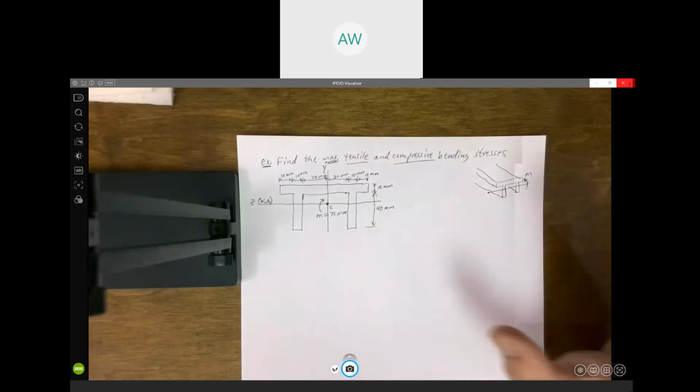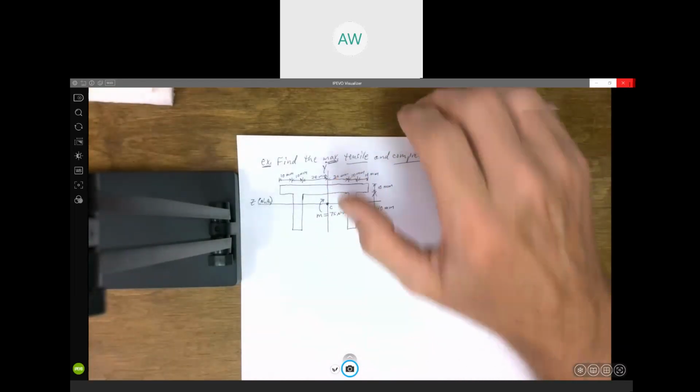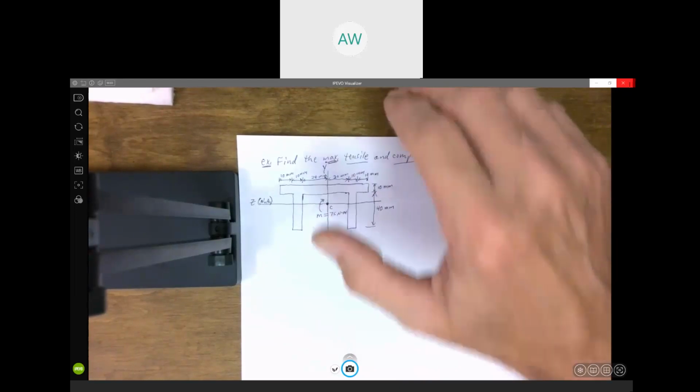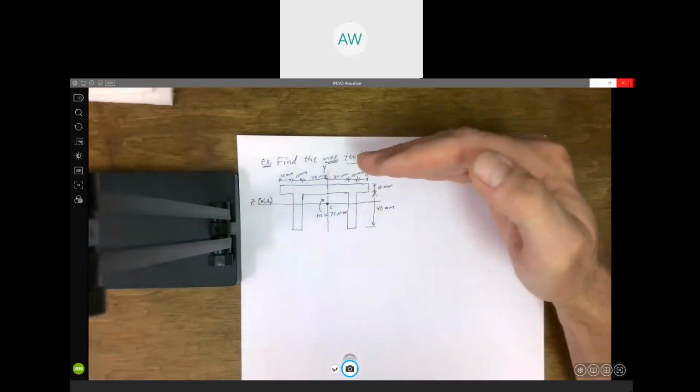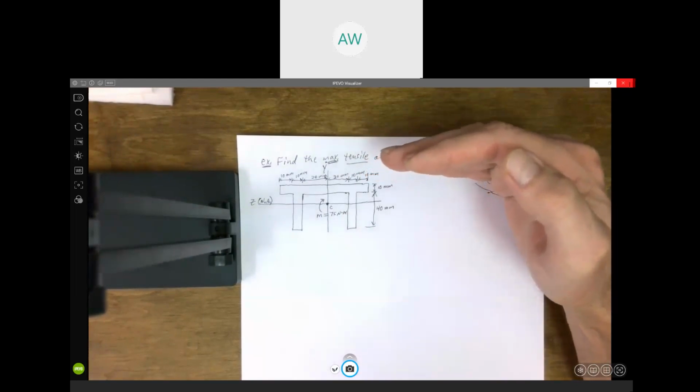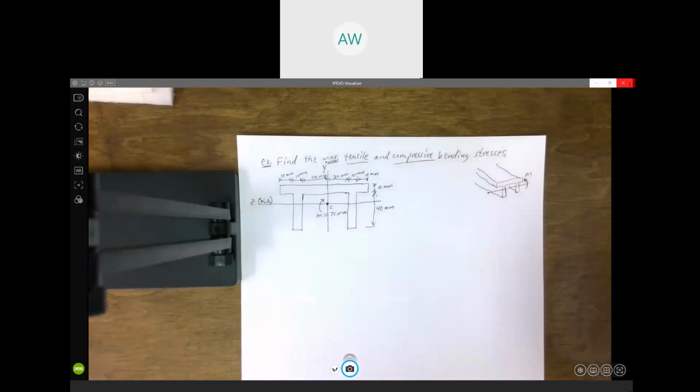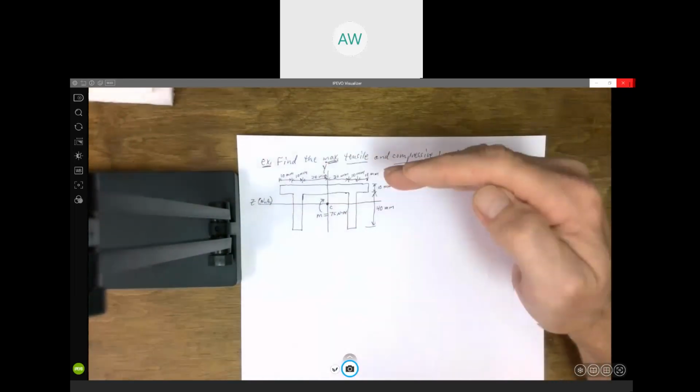But if we're bending it this way, right? We're bending it like this. We're going to be pushing in on the top. Everything above the neutral axis would be in compression. So the maximum compressive stress would be at the top.